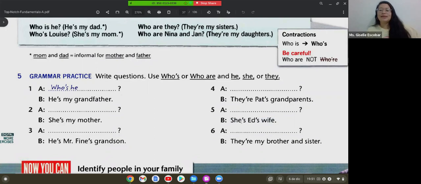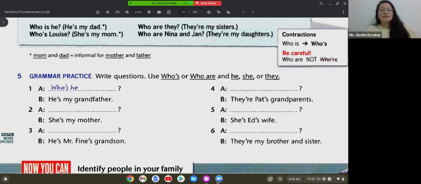Let's see, how do I explain this to you? They are Pat's grandparents. Ellos son los abuelos de Pat. No vayan a confundir eso con Pat es el abuelo o algo similar. So presten atención. They are Pat's grandparents. Ellos son los abuelos de Pat. No, Pat es el abuelo de ellos, ¿sí? She's Ed's wife. Ella es la esposa de Ed.